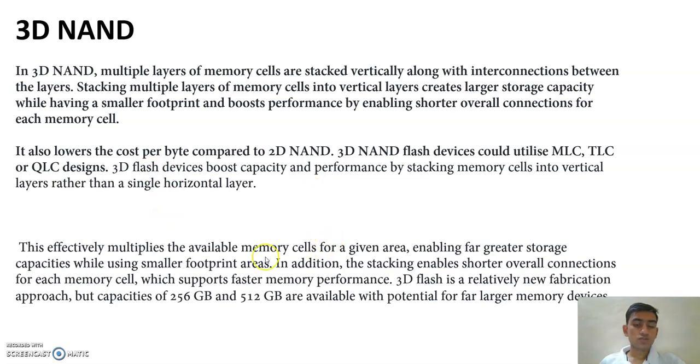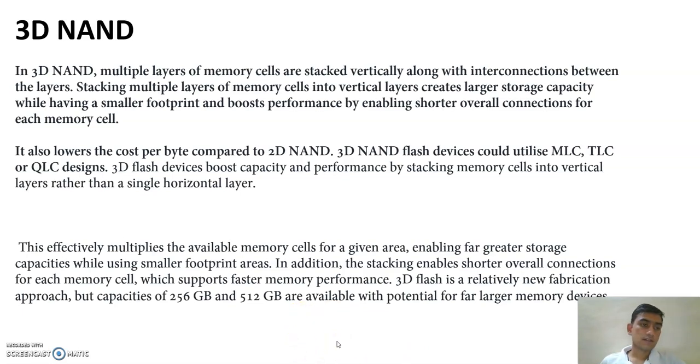3D flash devices boost the capacity and performance by stacking memory into vertical layers rather than a single horizontal layer. This effectively multiplies the available memory cells for a given area, enabling greater storage capacity while using a smaller footprint area. In addition, the stacking enables shorter overall connections for each memory cell, which supports faster performance. 3D flash is a relatively new fabrication approach, but capacities of 256 GB and 512 GB are available, with the potential of far larger memory devices.